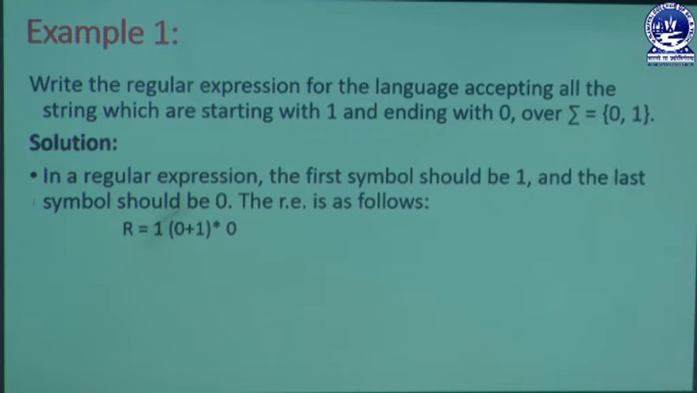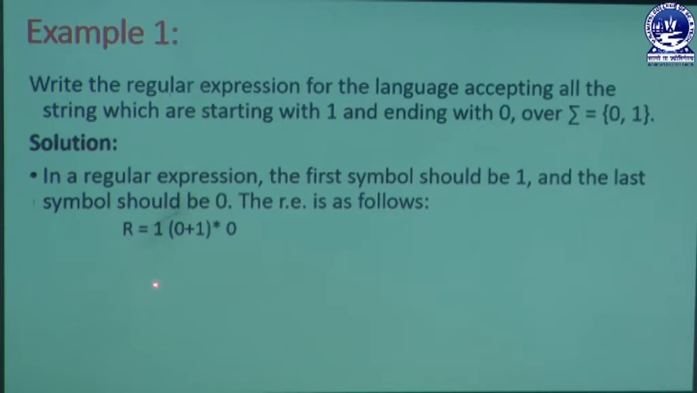Whenever a user wants to create a language that must accept all strings which contain the starting alphabet 1 and the ending alphabet 0. In between the 1 and 0 we may have any number of 1's and 0's, there is no problem, but the first should be 1 and the last should be 0. This type of string is not in the form of a DFA or NFA. It must be represented in the form of a regular expression.